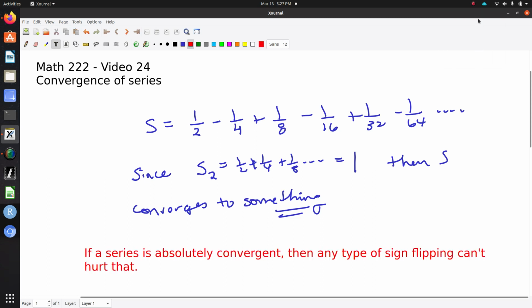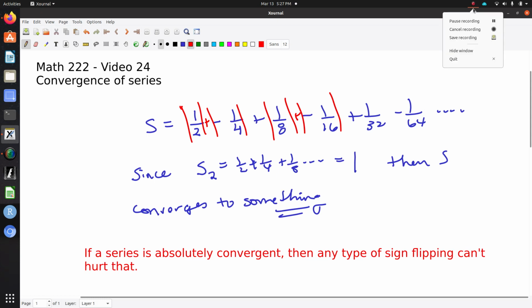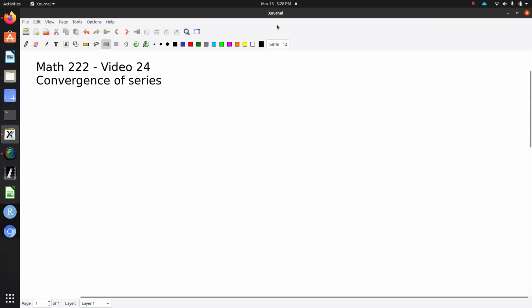Okay, my handwriting is a mess, so I'm just typing this out. If a series is absolutely convergent, which means if we were to put absolute bars around each individual term like this, and it's still convergent, then any type of sign flipping can't hurt that, okay? All right, that should be enough to get you through problem 1.